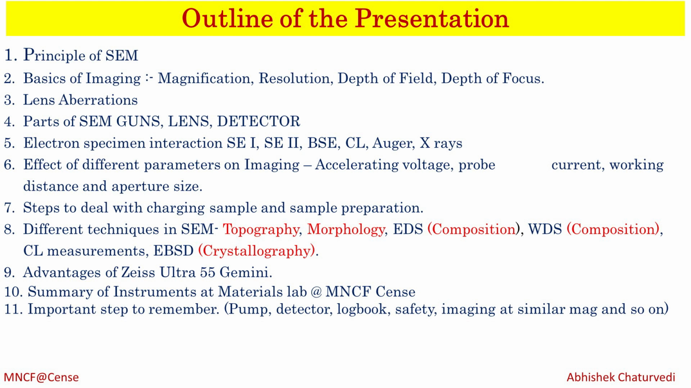Okay, so now quickly we are going to go through this presentation, which will give you a brief idea about the SEM. From here onwards I will refer to the scanning electron microscope as SEM. First the principle of SEM, then the basics of imaging, the different parameters or words you will encounter every time, then different types of lens aberration, parts of the gun, different types of signals, and then the different parameters which you are going to use while handling the SEM. This is very important, because if you are aware of these parameters, you can play around with them in order to get the optimum image of your material.